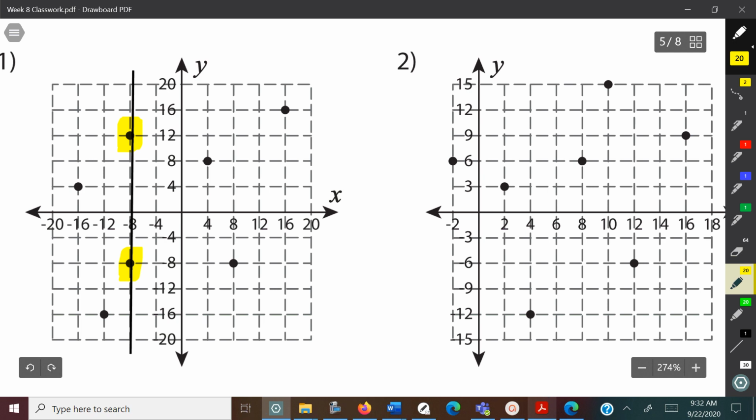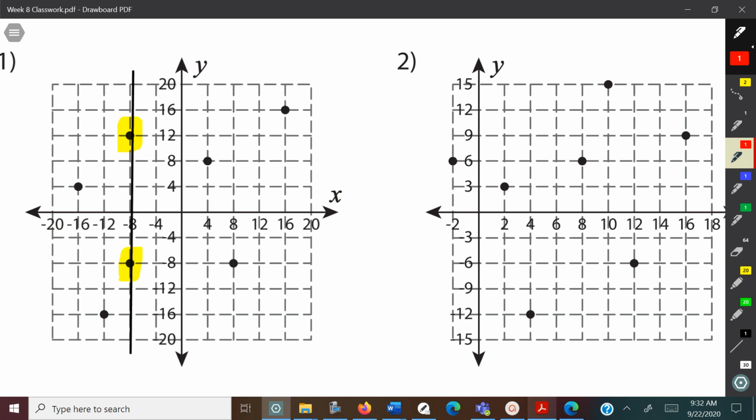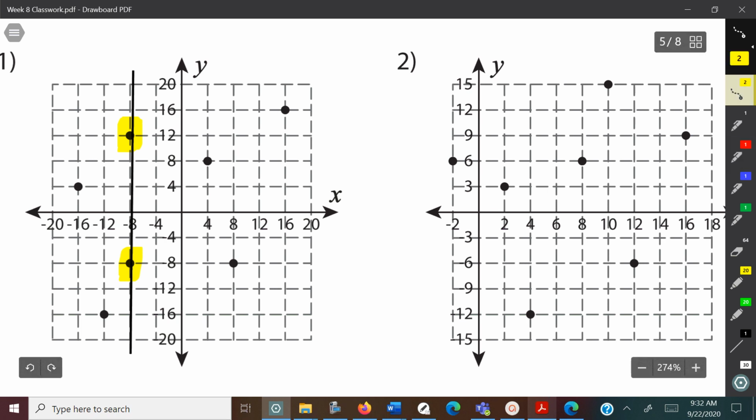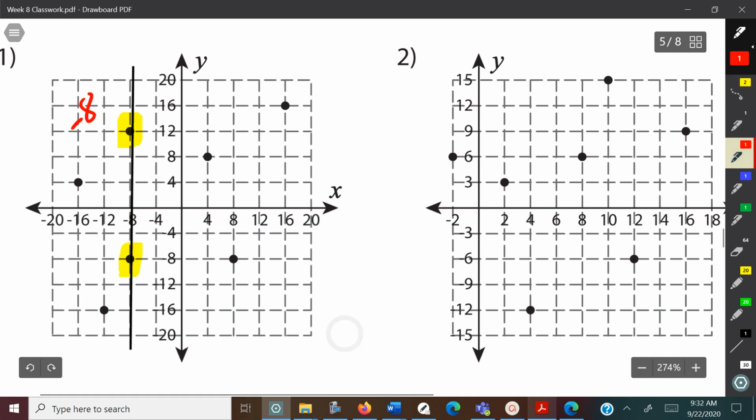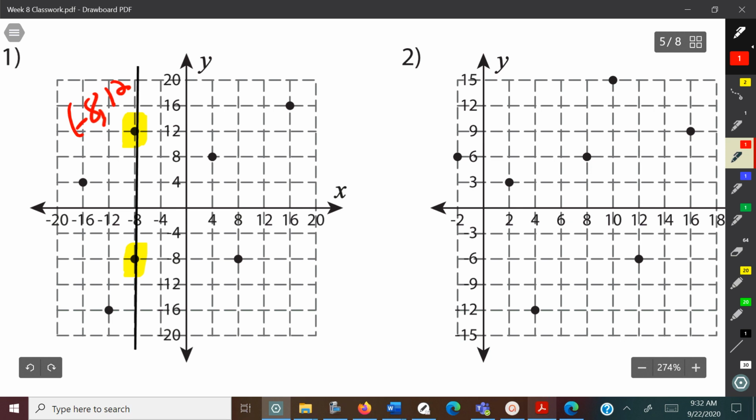Okay? So let's take a deeper dive at these 2 points. We've got this point and this point here. If we say what those points are, we're going over -8 and then going up to 12, so this point here is (-8, 12). And this point down here is (-8, 8). So we've got 2 points here. Now, what do you think these 2 points have in common?